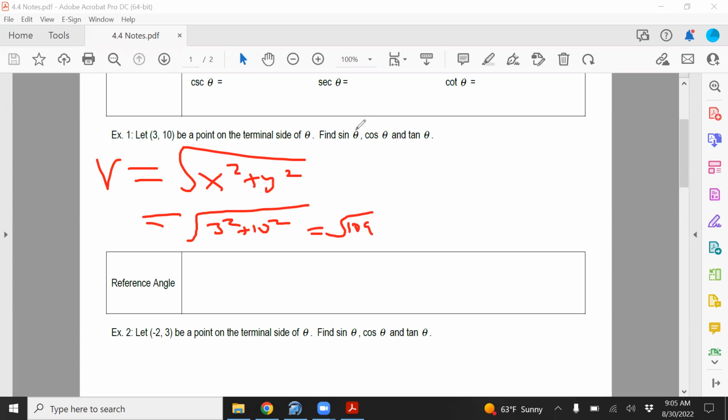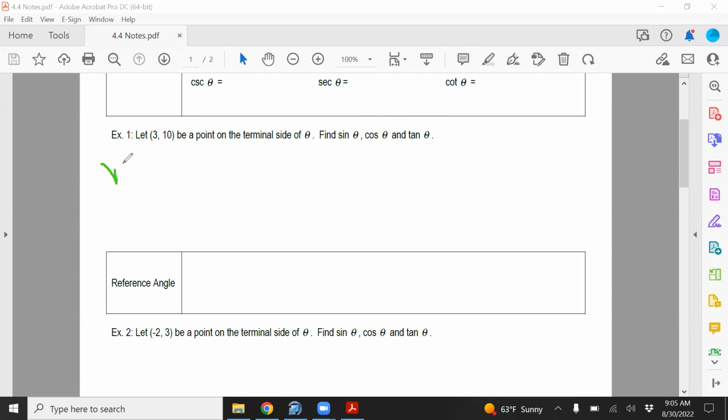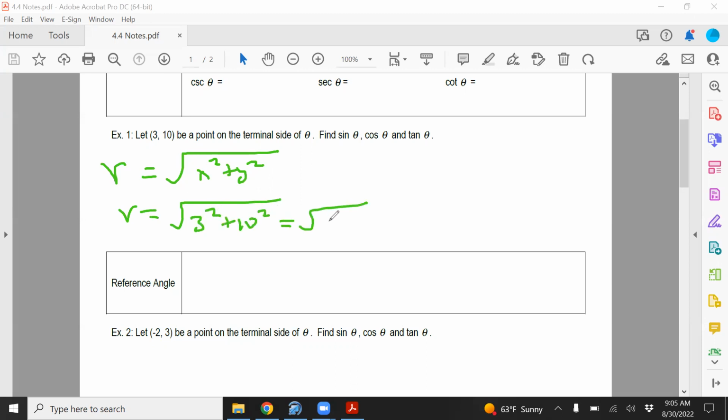Okay. And sine theta is y over r. Sorry, my handwriting is terrible. I'll do it again. Okay, my apologies. There we go. That's much better. So that's an r. So sine theta is y over r. Cosine theta is x over r. And tan theta is y over x.